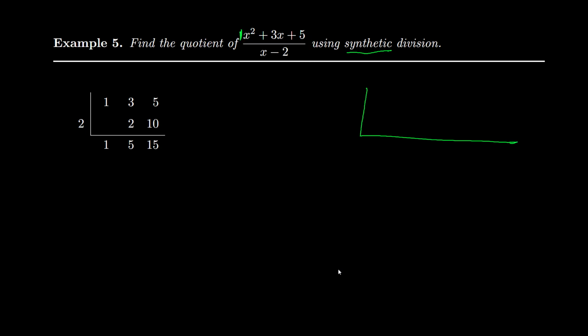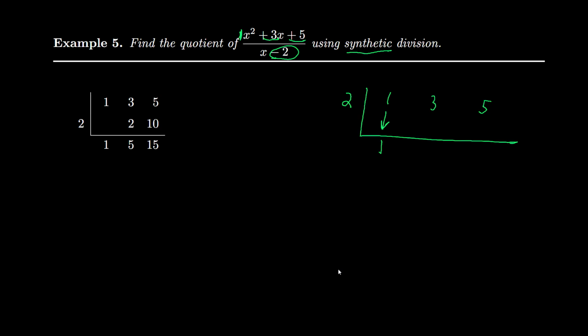The coefficient on this is 1, positive 3, positive 5. So we're going to write 1, 3, 5, like that. We take the negative of this number, 2, and write it right there. We bring down our 1, and that's the setup. That's always the setup. So now let's just do some math, I guess.